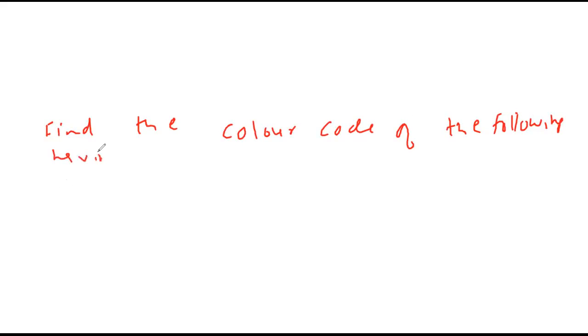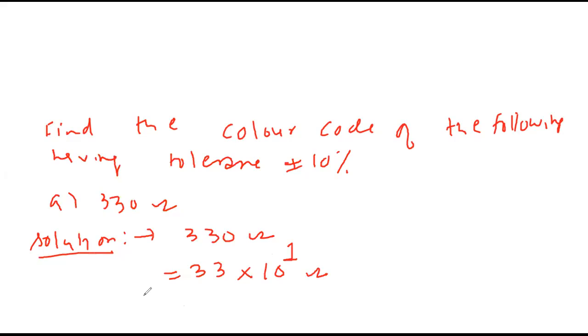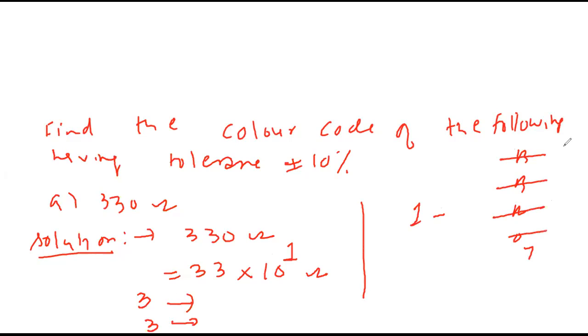Having tolerance plus or minus 10%. First one, 330 ohm. We want its color code. Tolerance is given 10%. 330 ohm, can I write 33 into 10 raised to 1? Yes, sir. 3 stands for which color? Orange. Yes, orange, correct. So black, brown, red, orange: 0, 1, 2, 3. Orange.